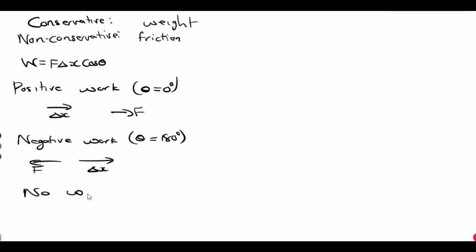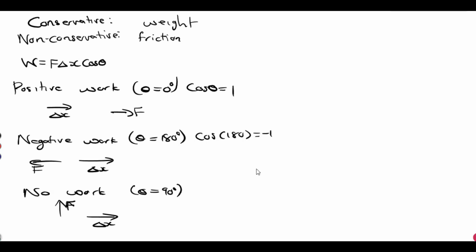Then we had one which does no work. We had that theta is equals to 90 degrees. Then we said the force now is perpendicular to the direction of displacement. You have a theta which is 90 degrees. And remember that cos 0 will give you a positive 1. Cos 180 will just give you a negative 1. And then cos 90 will give you a 0. Hence, positive work, you have positive 1. Negative work, negative 1. No work, you have a 0 there.